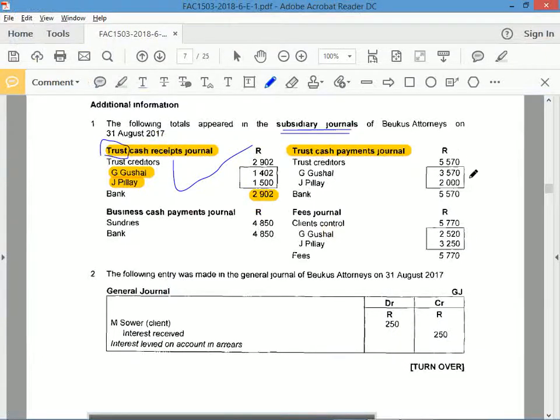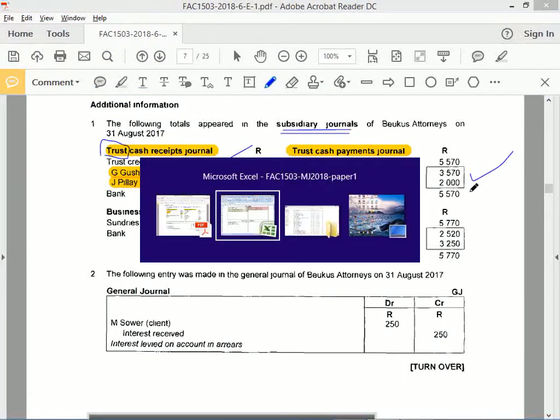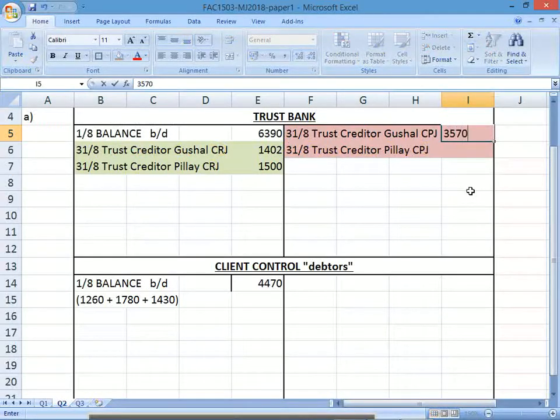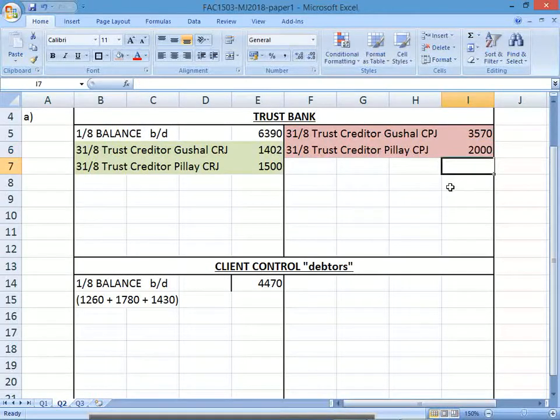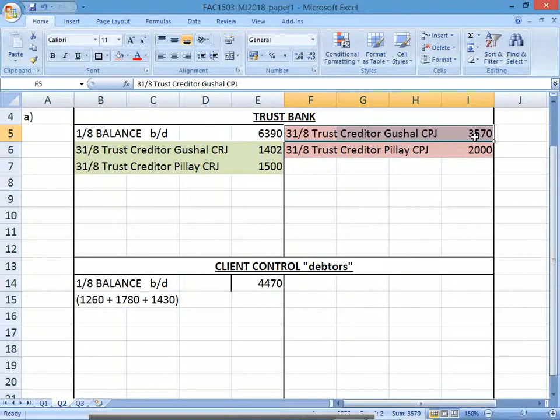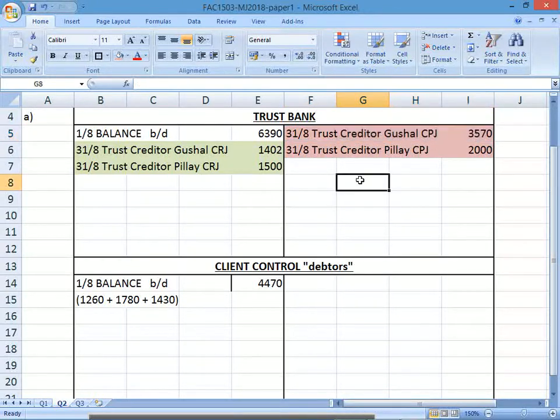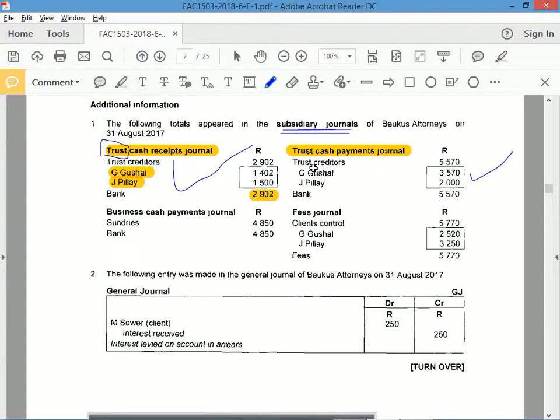How much? Here, 3570, 3570, and 2000. Again, if you want to, you can group this as one, but if you do, then please show the working, just in case. It's better to show it separate, but you never know.